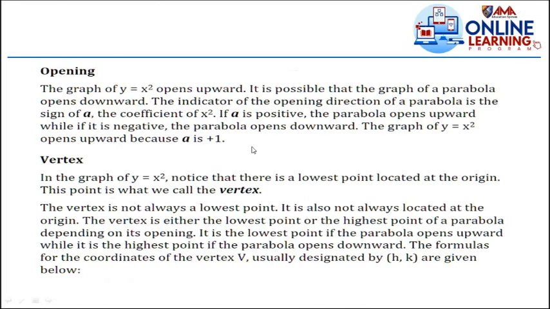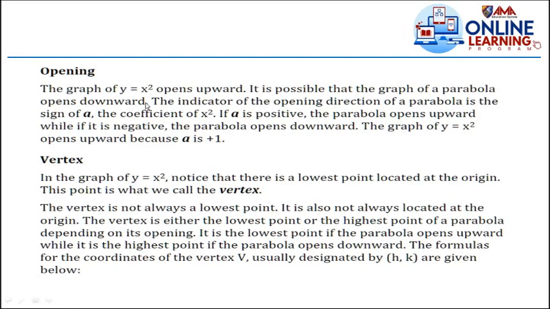So what is the opening? The graph of y is equal to x squared opens upward. It is possible that the graph of a parabola opens downward. The indicator of the opening direction of a parabola is the sign of a, the coefficient of x squared. If a is positive, then the parabola opens upward, while if it is negative, the parabola opens downward.